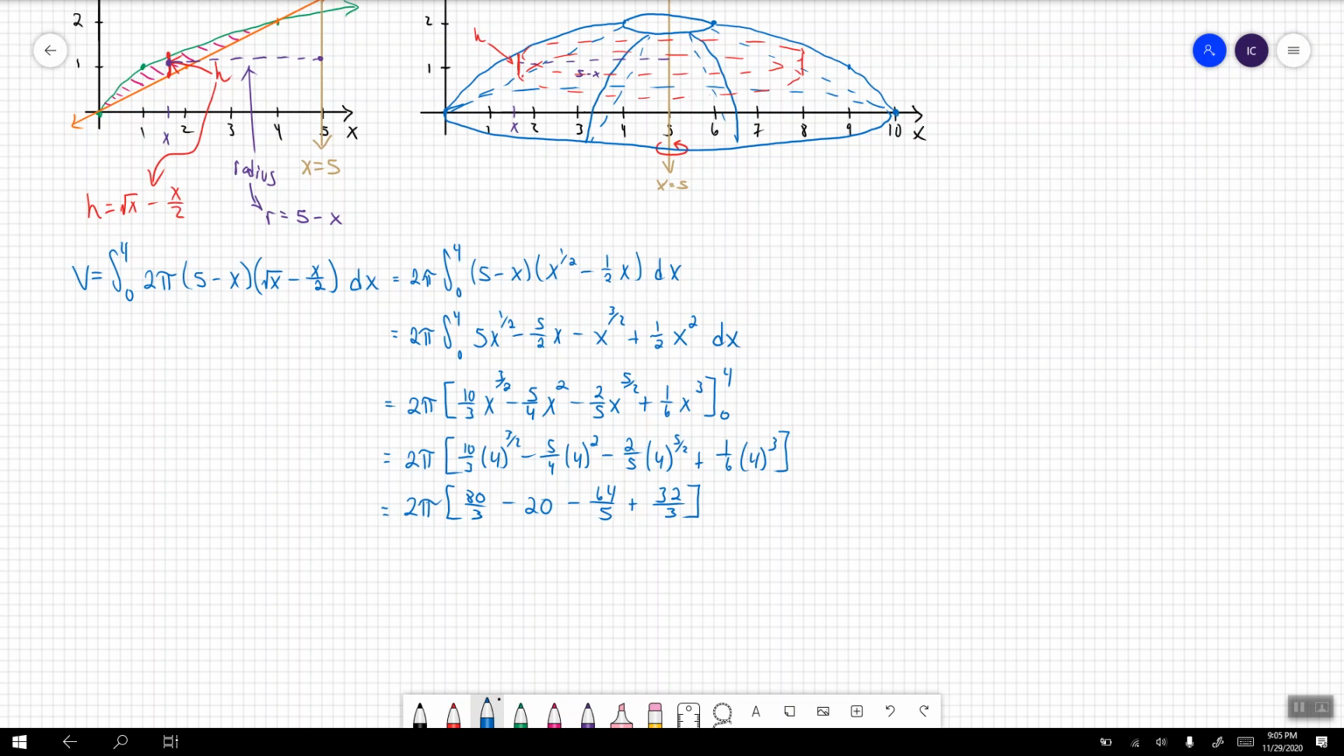Let me double check, everybody. All right, so I'm not quite sure what was happening, but apparently I did nothing wrong. I just input this into my calculator incorrectly. So we get 2 pi multiplied by the quantity of 68 over 15. And when we multiply 68 by 2, we should get 136. So this should be 136 pi divided by 15. And again, this is going to be some cubic units because we're finding a volume.